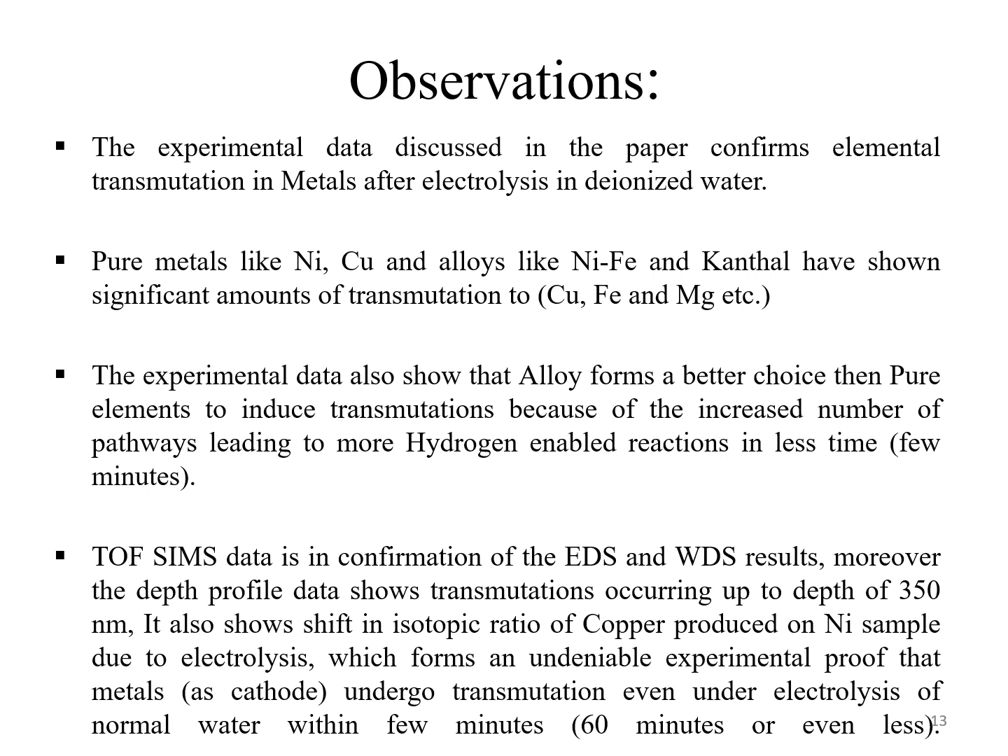The experimental data have also shown that alloy forms a better choice than pure elements to induce transmutations because of the possible increased number of pathways leading to more hydrogen enabled reactions in less time. At last, we have also seen the TOF SIMS data which confirms the EDS and WDS results. The depth profile also shows that the transmutations have occurred up to a depth of 350 nanometers in our samples. We have also observed the isotopic shifts in copper which was produced on the nickel sample.